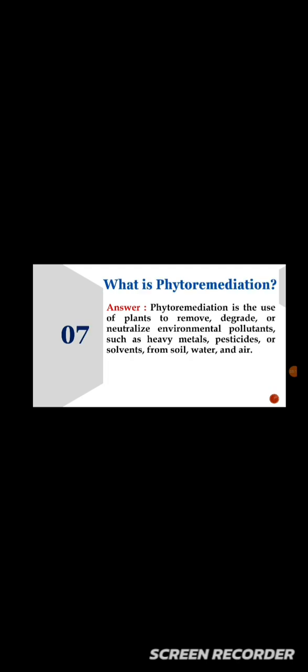What is phytoremediation? You can break this term into two parts: phyto and remedy. Phyto means plants, remedy means to use or to cure. Phytoremediation is a term where the plants are used to remove, degrade or neutralize environmental pollutants like heavy metals, pesticides, solvents from soil, water and air.